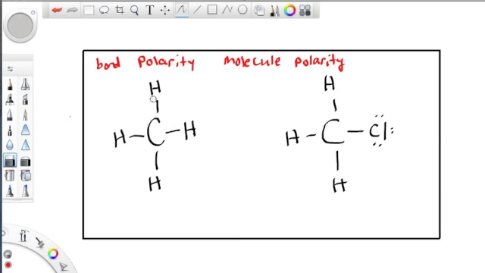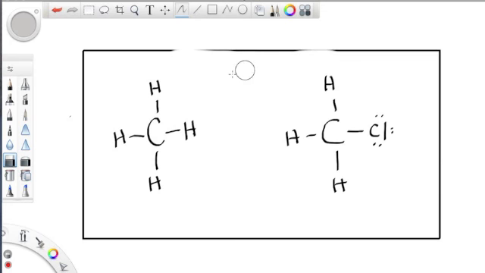I'm going to clean this up a bit so we have some room, because I'm going to need some more things. But we're going to talk about molecular polarity and bond polarity. So first thing I'm going to look at is the CH4 molecule right here. In bond polarity, all I have to do is compare the electronegativity of the atoms in one bond. Now the key here is I have to check each bond individually. So I'm going to look at that bond right there. Well, that bond is between carbon and hydrogen.